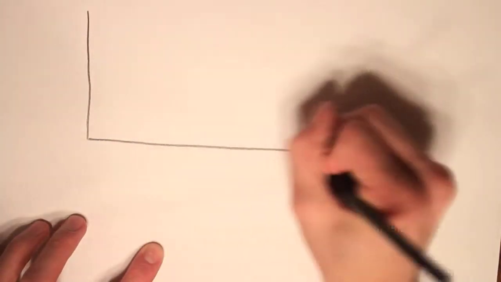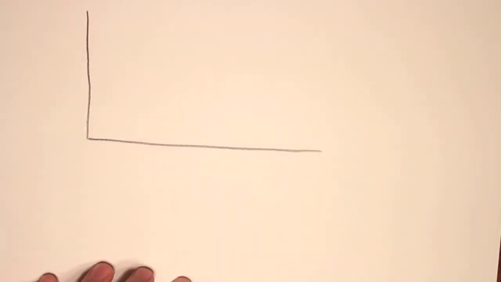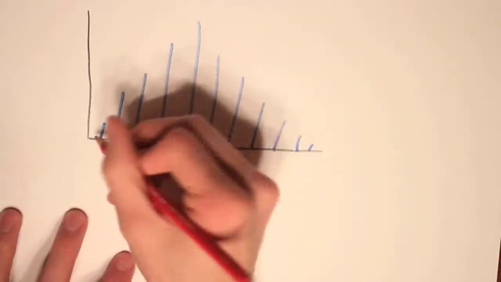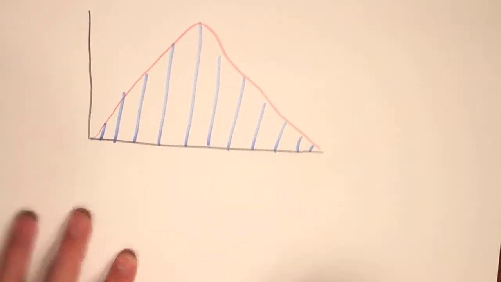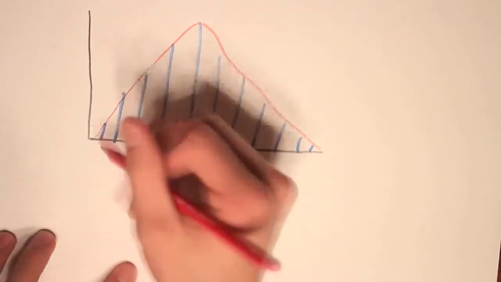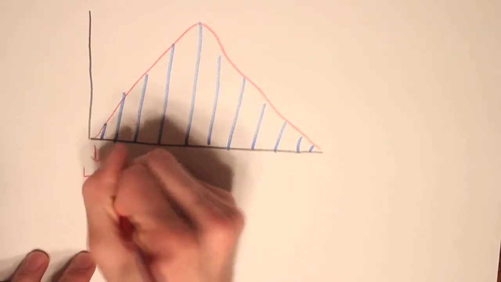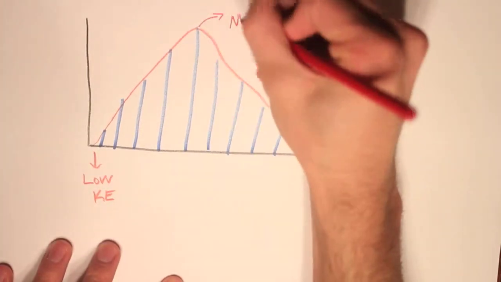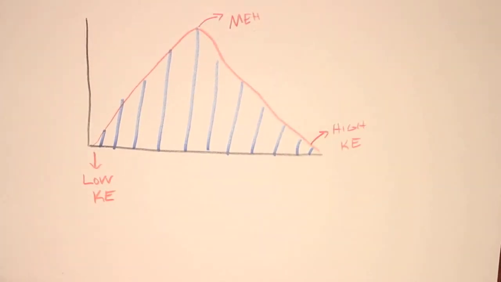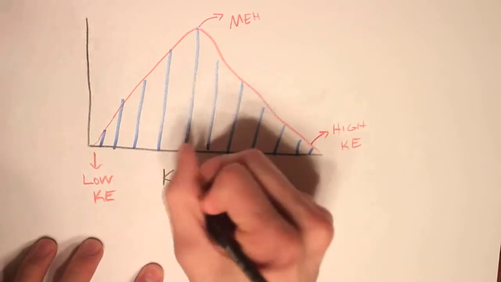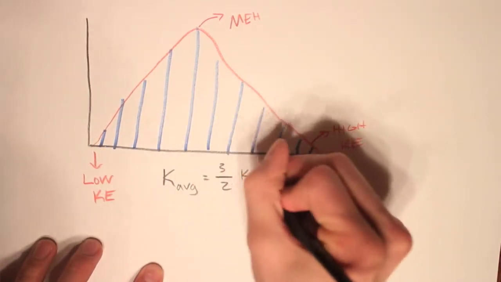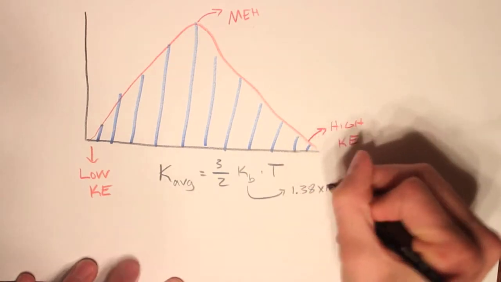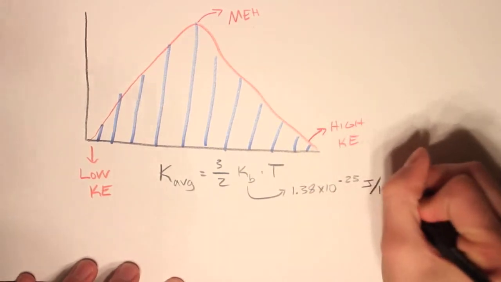Now what we can do with our sample is make a histogram of each of the particles' kinetic energies. Some of the particles will be on the lower end of the spectrum and have a very low kinetic energy, while some will be on the higher end and have a high kinetic energy. Some of the particles will be meh and have an average kinetic energy. The majority of these particles will have this kinetic energy given as 3/2 k_B T. T is temperature and k_B is Boltzmann's constant.